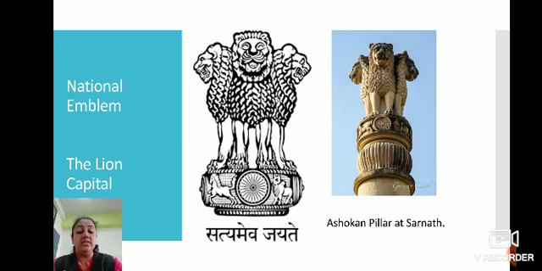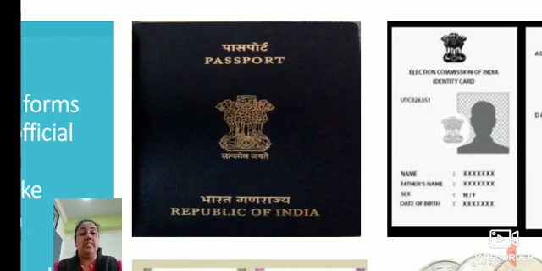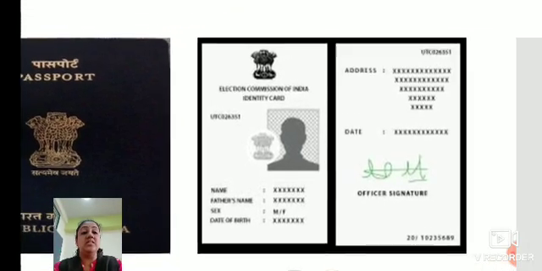You want to see it? See here. The emblem forms a part of all official government documents like identification documents, passport, voter ID and currency of India. See, here is the passport. You can see the national emblem here. Got it? Then here is the voter ID which is called election card. So here also you can see the national emblem.